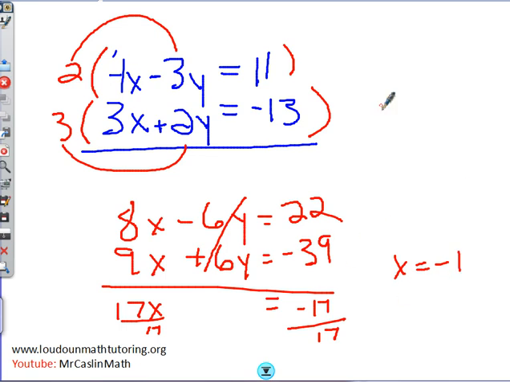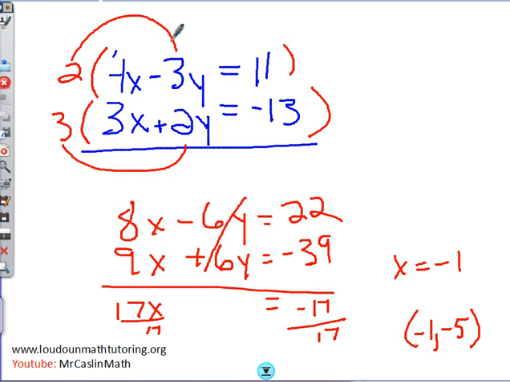Take negative 1, plug it back in. I encourage you to try that. You'll find that this is going to be negative 1, negative 5. Okay, so 3 situations: sometimes they cancel immediately, other times you have to use 1 multiplier, and sometimes you have to use 2 multipliers.